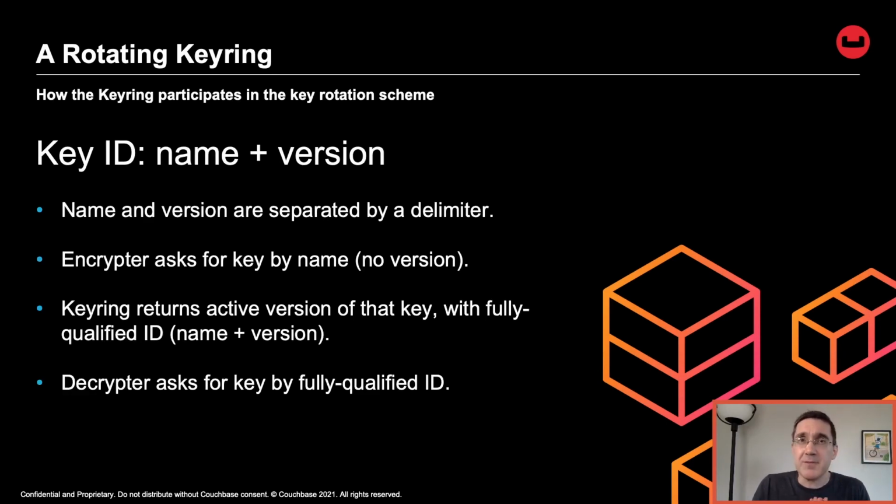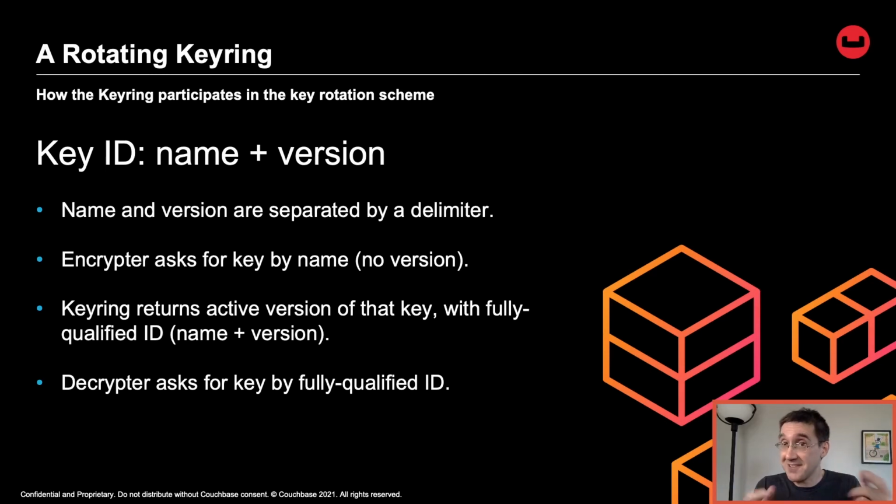How do you implement it? Here's one way. You can use a keyring with a convention for the key ID, where the key ID consists of the key name and the version with a delimiter in between. So the encryptor asks the keyring for the key by name, that's the base name without any version. The keyring says, there's no version here, you didn't ask for a specific version, so I'll give you the active version of the key. And then when it returns that key, it includes the fully qualified name with the key name and the version.